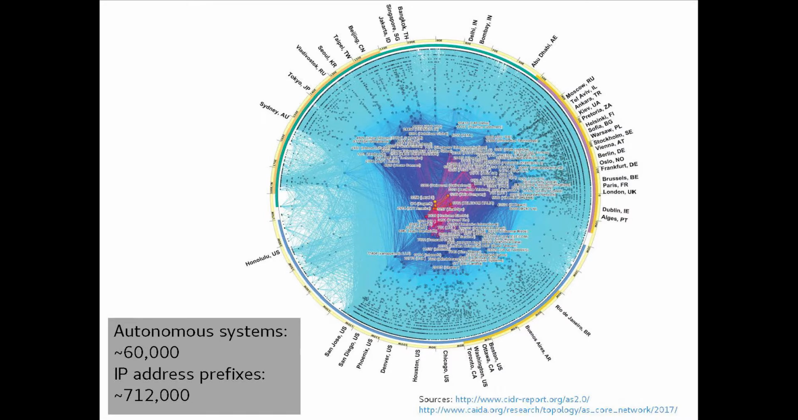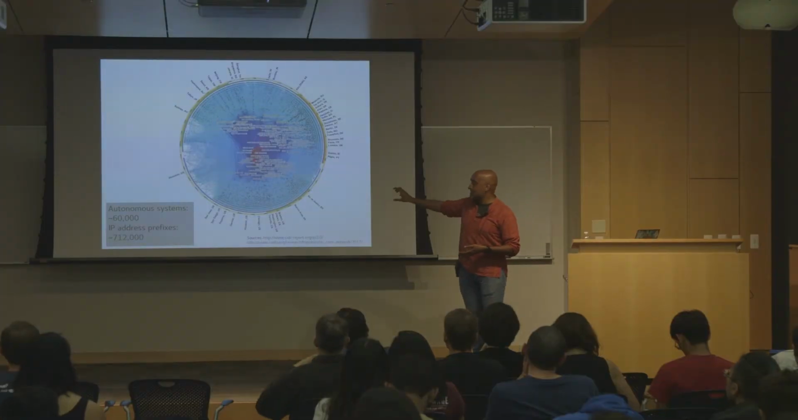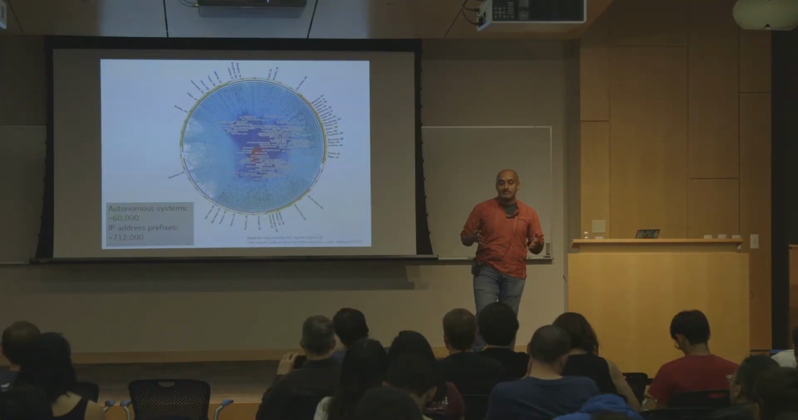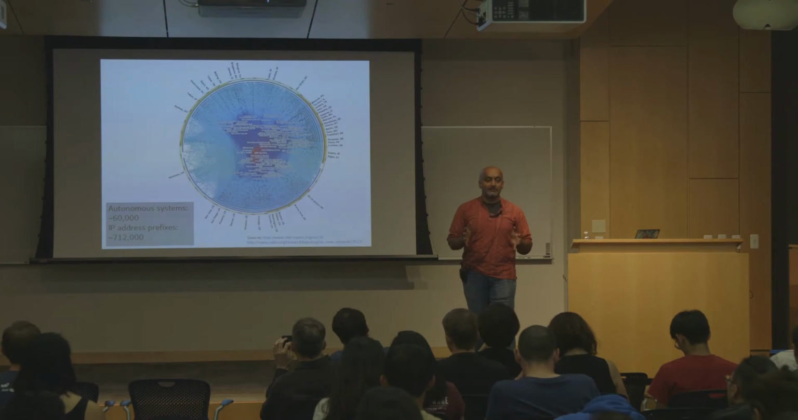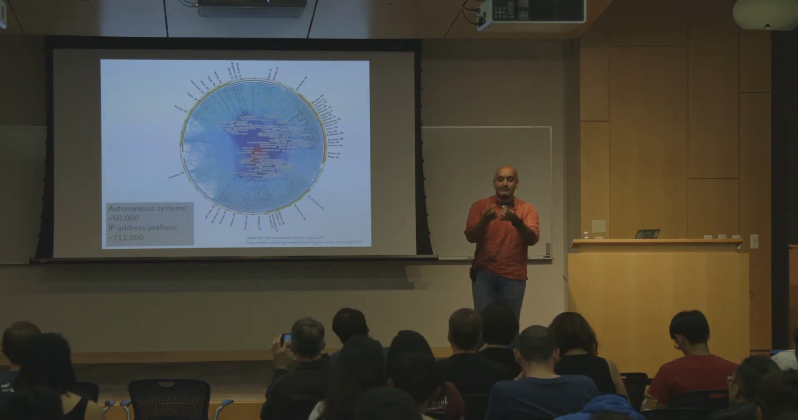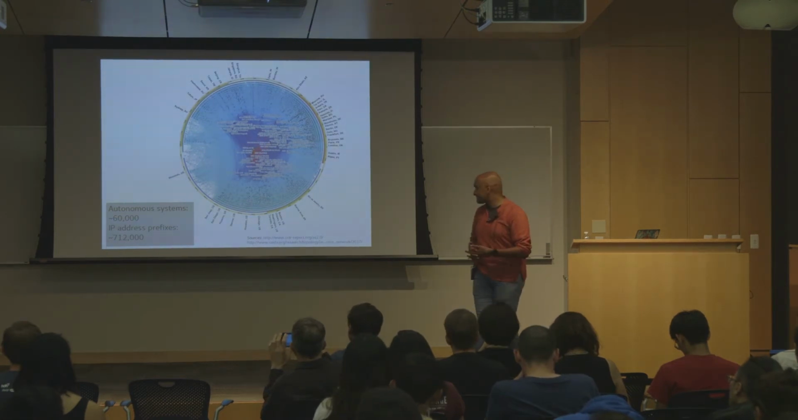And to give you a sense of the scale of this problem, there are currently about 60,000 autonomous systems that make up the internet, 60,000 individual interconnected networks. And across them, they're announcing about 712,000 blocks of internet protocol addresses. It's not individual addresses, but people announce blocks.